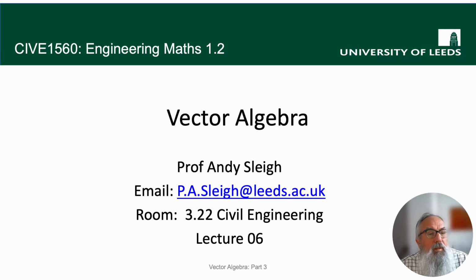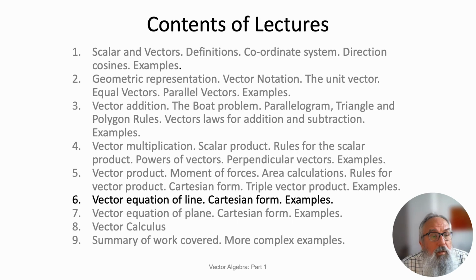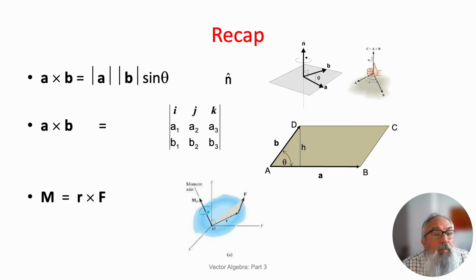Okay, so we're going to look at lecture 6 on this vector algebra section of the module. We're going to be looking down here at the vector equation of a line and the triple vector product, which we saw in the last lecture. And we're going to look at, as usual, the Cartesian form as well as the vector form, and look at some examples. So we can look at the cross product.